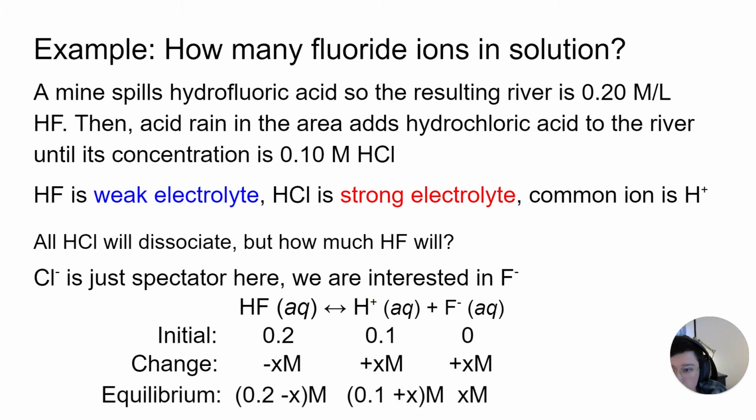And so at equilibrium, we know that we have the existing concentration, so 0.2, whatever we started with, minus whatever dissociated. And then in our hydrogen and our fluoride, it'll just be what was already in, so 0.1 from the hydrochloric acid added on, and then from the fluoride, nothing yet, so just X moles.